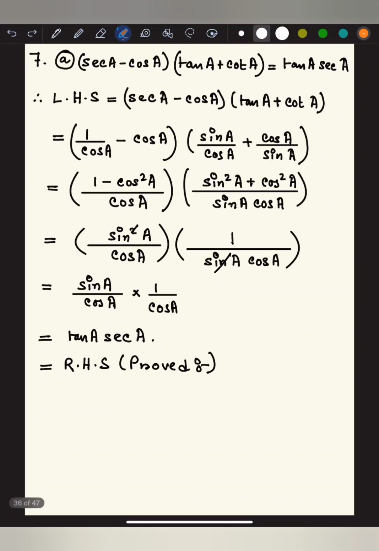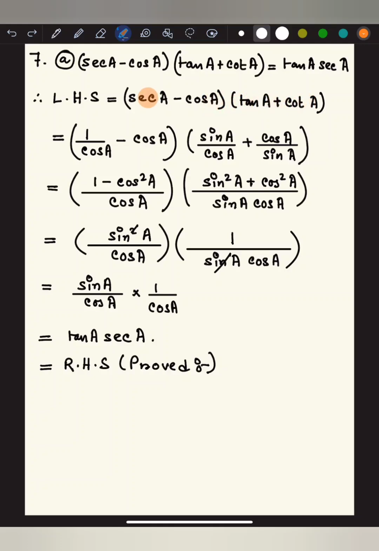Okay, let's come to question 7, part A. So we need to prove this. We need to prove that (sec a minus cos a) into (tan a plus cot a) equals tan a into sec a. Okay, so let's start with the left hand side. So LHS equals (sec a minus cos a) into (tan a plus cot a).